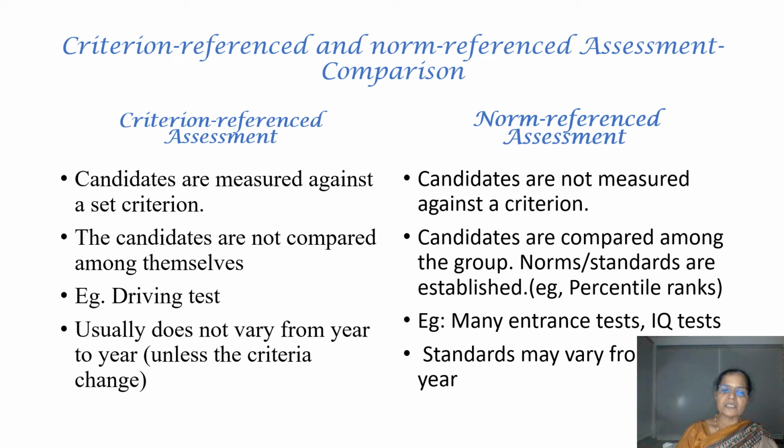So now you know what is criteria referenced assessment and what is norm referenced assessment. Criteria is some preset condition which the candidate is asked to meet. That's all. She or he is not compared with the other candidates. But in the case of norm referenced assessment, there is no such criteria set, but the students are compared among themselves and the norms like percentile ranks are established.